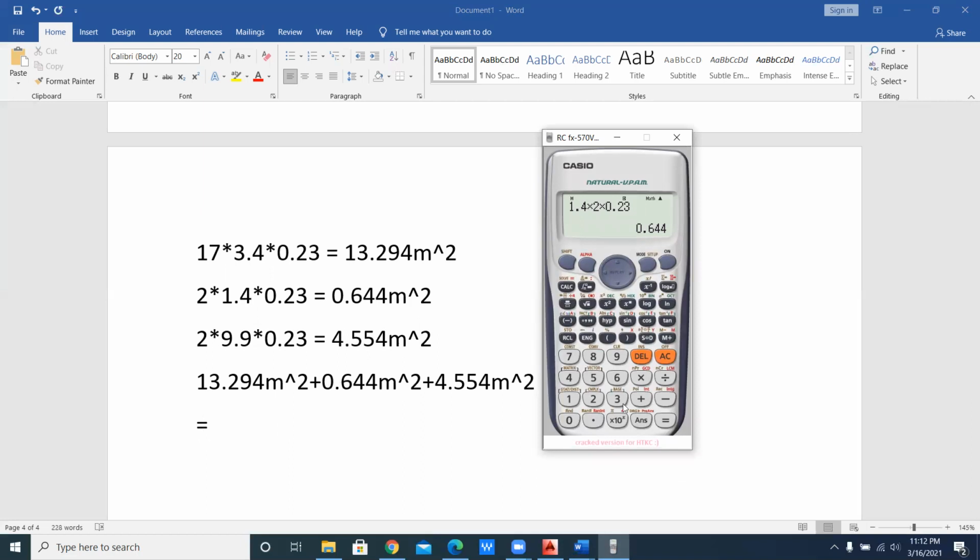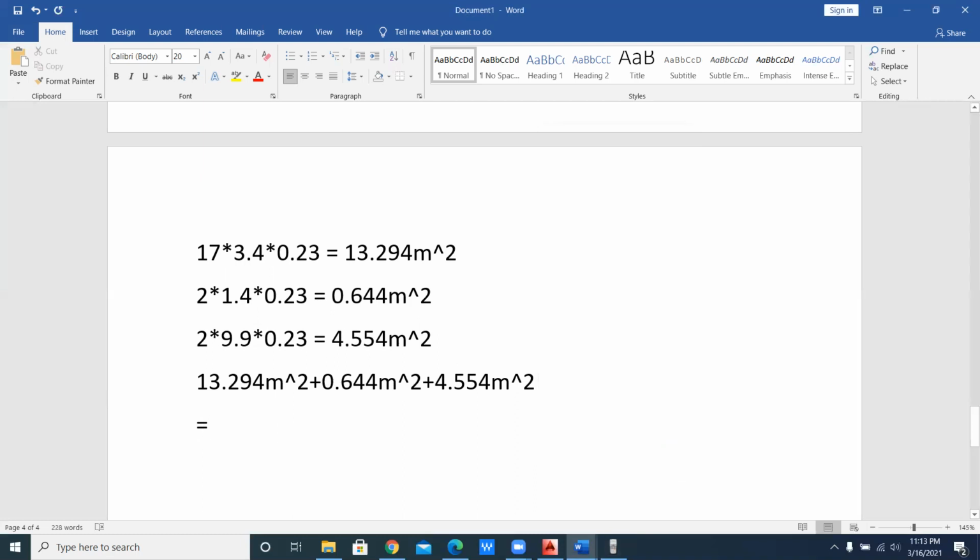Whenever you calculate this value, you will get 18.492. So if you want, I will calculate for you. That is 4.554 plus 13.294, okay? So equal to, that is 18.492, okay? As I told you earlier, 18.492 meter, and this one square meter, okay? So this is basically the wall, okay?